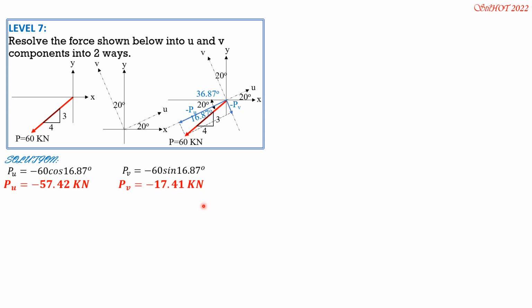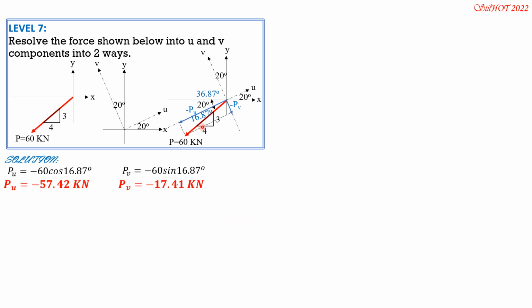So P sub V is negative 17.41 kilonewtons. For the vector approach, P, the angle from the positive x-axis is 180 up to here, plus 36.87. 180 plus 36.87 is 216.87.